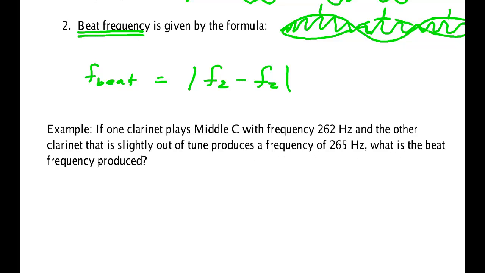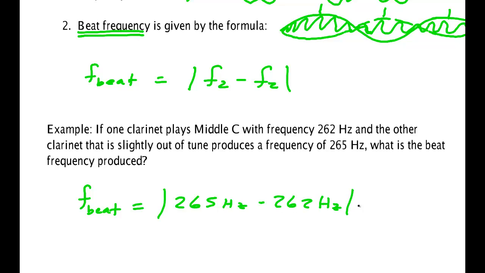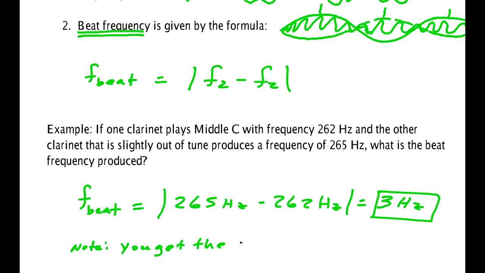If they're close but not quite in tune, you can hear a beating, which can be very annoying. What is that beat frequency? Well, to find that, we simply take 265 Hertz, subtract 262 Hertz, and it will beat at a frequency of 3 Hertz. Now you might note you can get exactly the same beat frequency.